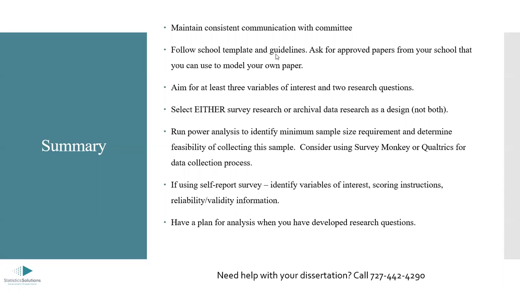Follow the school template and guidelines. Ask for approved papers from your school and approved papers from your committee and the higher ups, the AQR and the URR. See if they can provide approved papers to you, which will give you a template to follow. Aim for at least 3 variables of interest and at least 2 research questions. Select either a survey approach or archival data approach. Try not to use both. Run a power analysis to pinpoint the minimum sample size and determine whether the sample size is feasible.